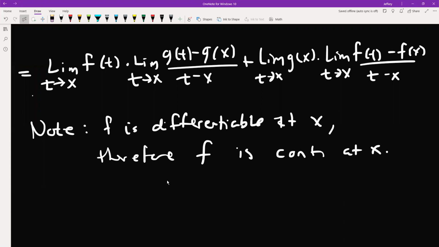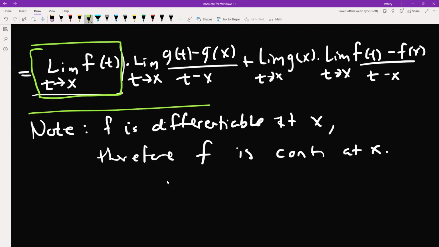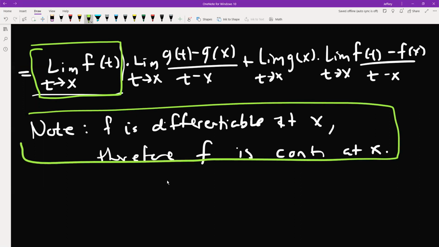So what does that mean? That means that this piece right here, let me just grab a different color. That means that this piece is equal to f of x, right? Since it's continuous. So you may say, well, I already knew that, but it doesn't matter in analysis. You can't just say, oh, we know that. You got to prove it, right?